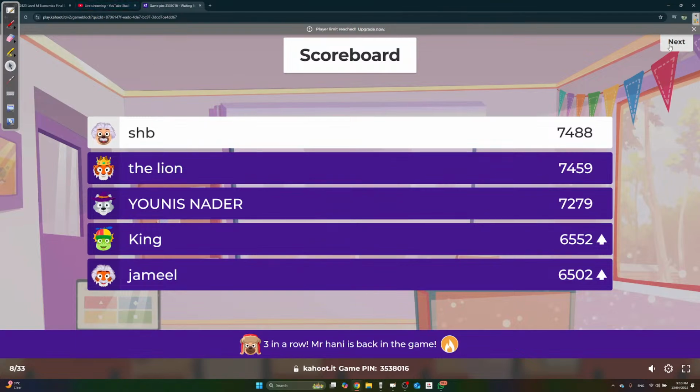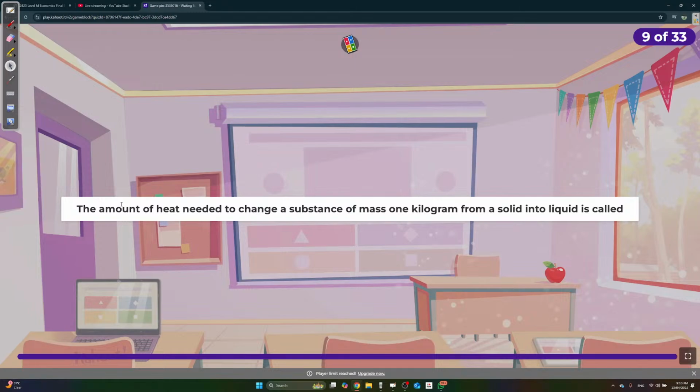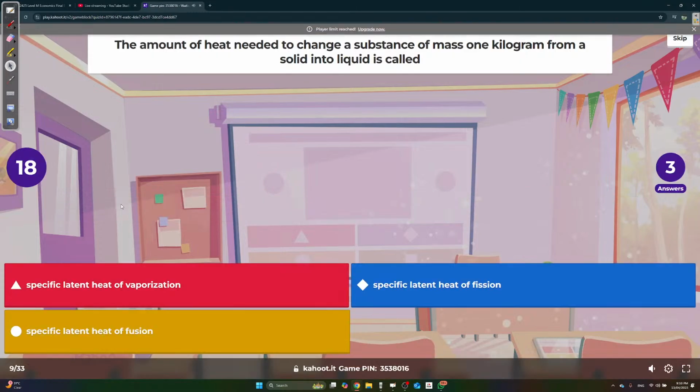Okay. Next question. The amount of heat needed to change a substance of mass 1 kilogram from solid into liquid. What is this called, guys? Okay, let me read over this.